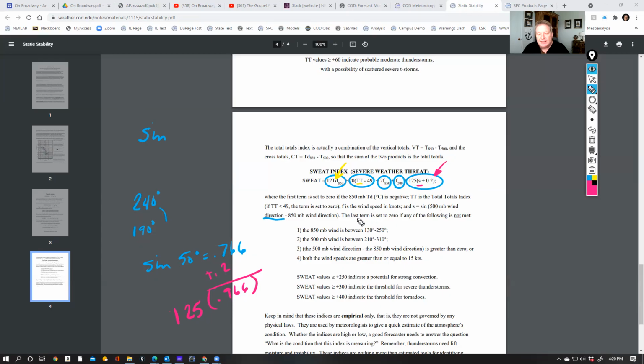But it says the last term is set to 0 if any of these is not met. So you basically say, well, okay, I'm going to ask these as questions. Is that direction between this? Is this? Are both the wind speeds? Okay, so those are questions. If you say no, then this term goes away. Okay, this term goes away.